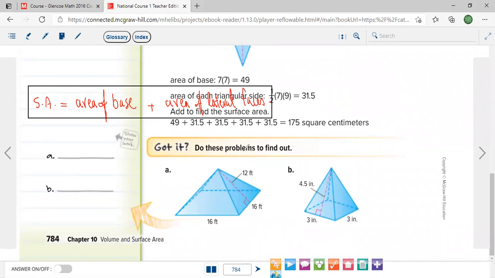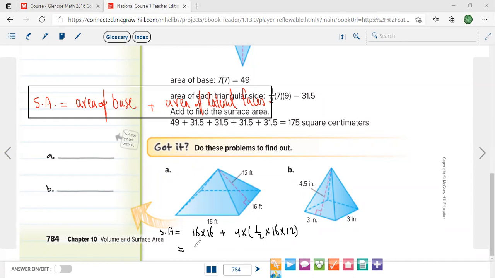So, do these problems to find out. Problem A. Look at the base. So I need to find the surface area. The base is shaped like a square. So area of base means 16 multiplied by 16, plus area of lateral faces. We have here four faces, so 4 times the area of one face, which is shaped like a triangle, so half times the base of the triangle, which is 16, times the height of the triangle, which is the slant height, which is 12.